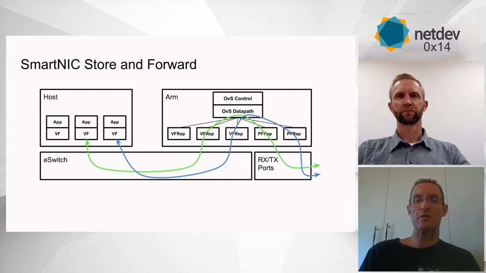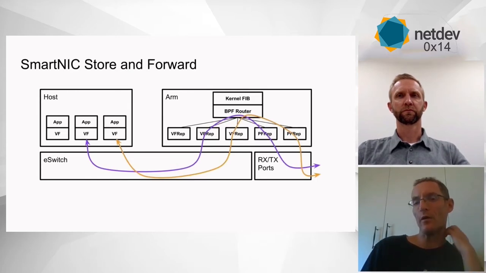But everything goes through the SoC, both the control plane and the data plane. So all packets go from the host through this switching component, then to the ARM, and then outside to the network, and the other way around. So this is OVS with store and forward.